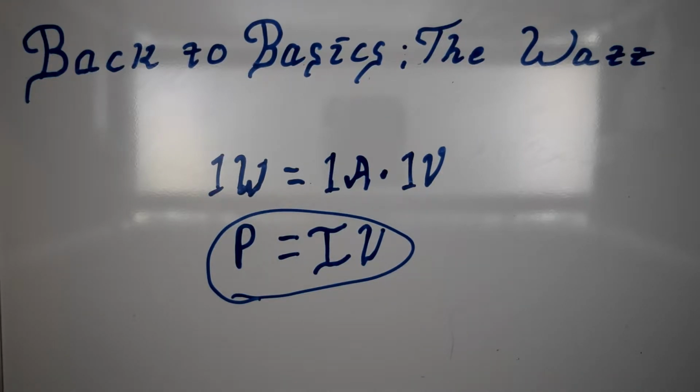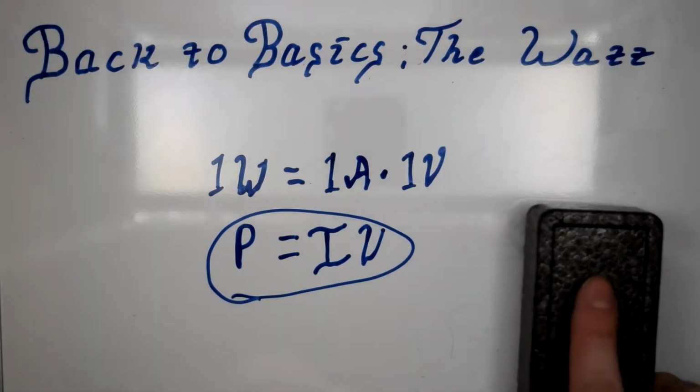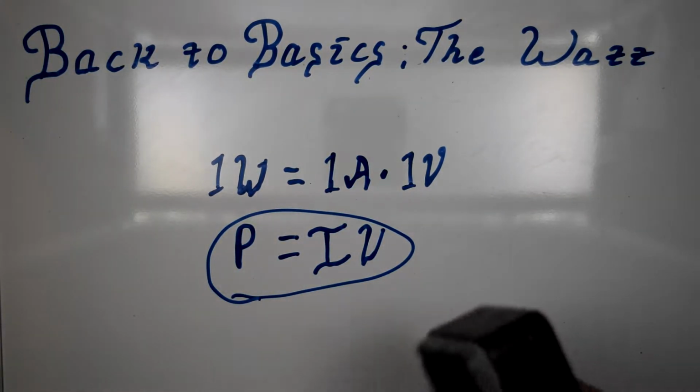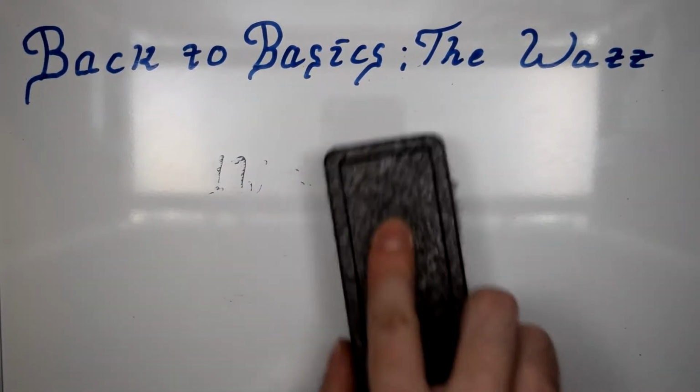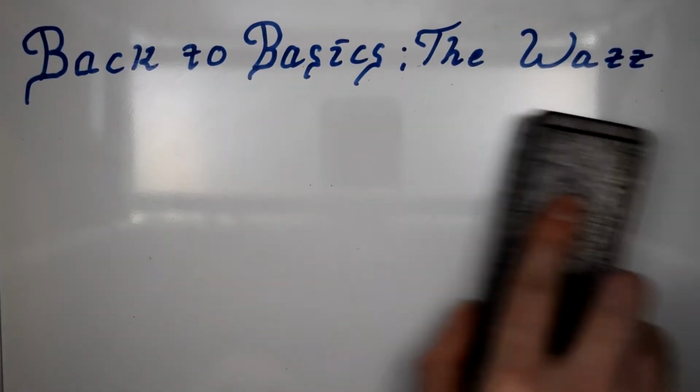What did I do with my eraser? Oh, there it is. It's on the floor. Okay. So, we can also find the watt using cat hair all over my eraser. No, we can't find it using cat hair on my eraser.